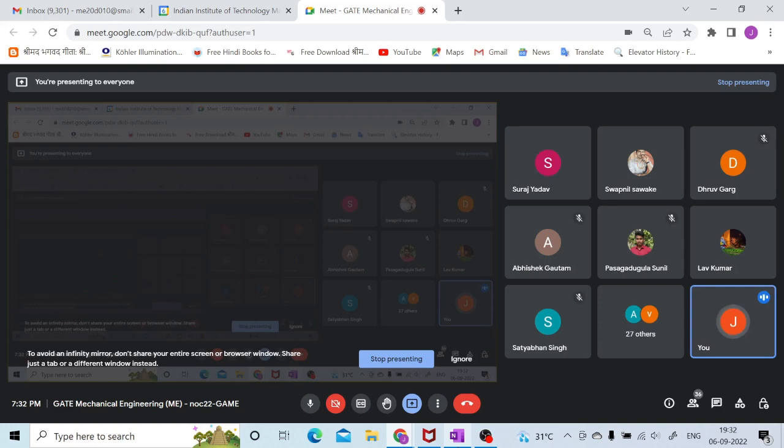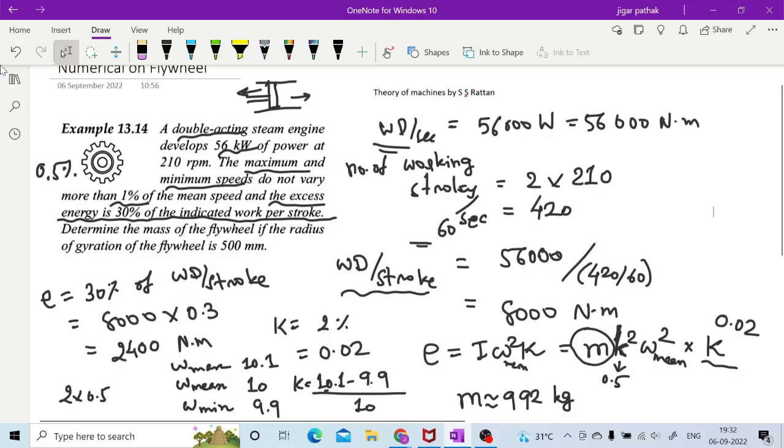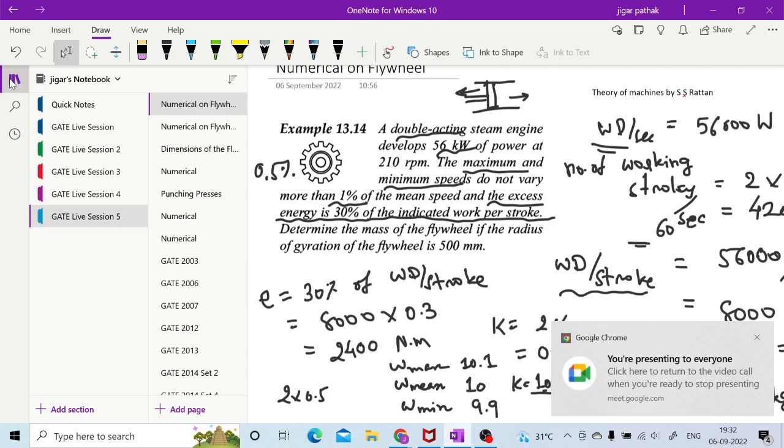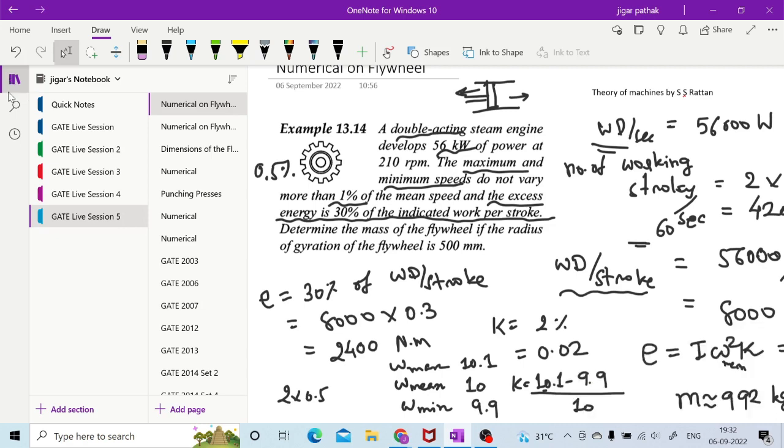Okay, sir. So, sir, in the exam, will the small k value be given or not? If the small k value is given, fine. If other data is given, then you need to find the small k value, right? Small k is nothing but the radius of gyration of the flywheel.